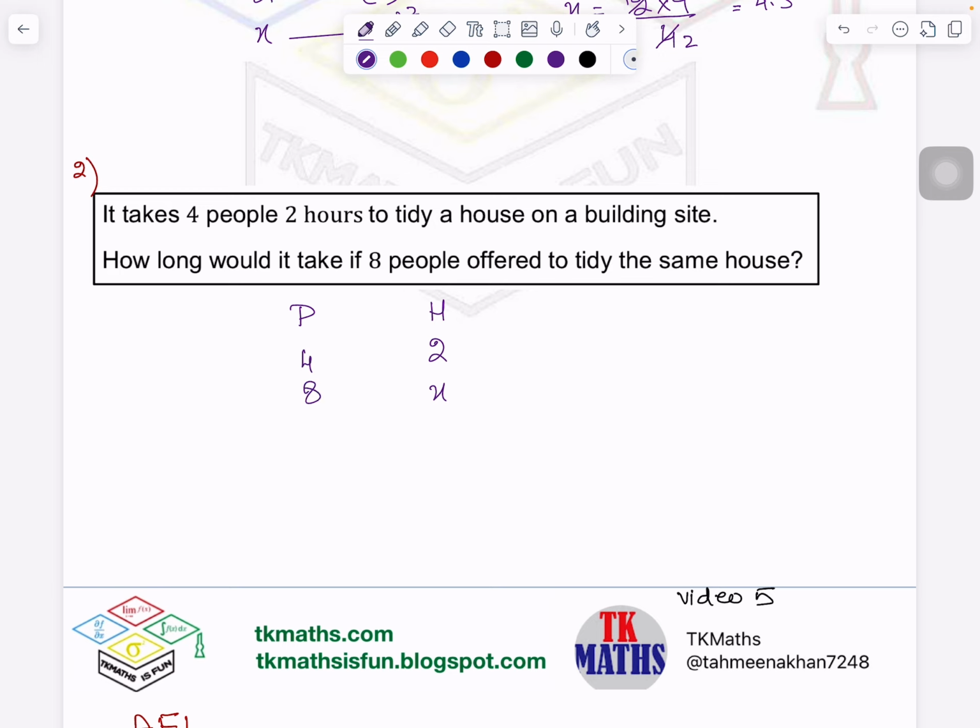Of course, if the number of people increases, it will take less time to clean the house. So it is an inverse relationship. In the question, it is not written inverse, right? But you know, when manpower is increased, then hours decrease. So it is 4 times 2 equals 8 times x. So 4 twos are 8 equals 8x. So it is 1 hour. It means when 8 people are working, the house will be cleaned in 1 hour.